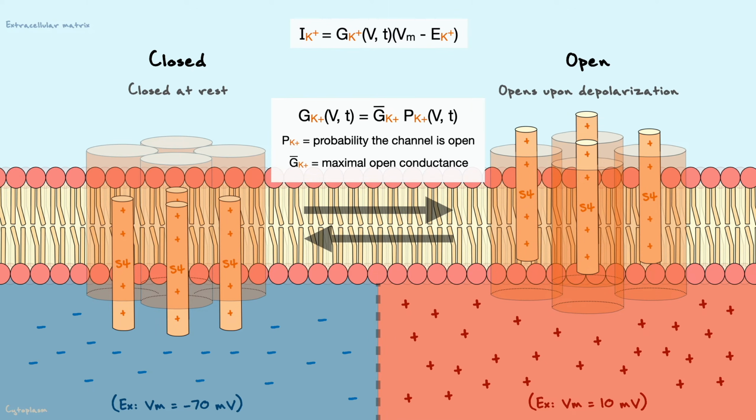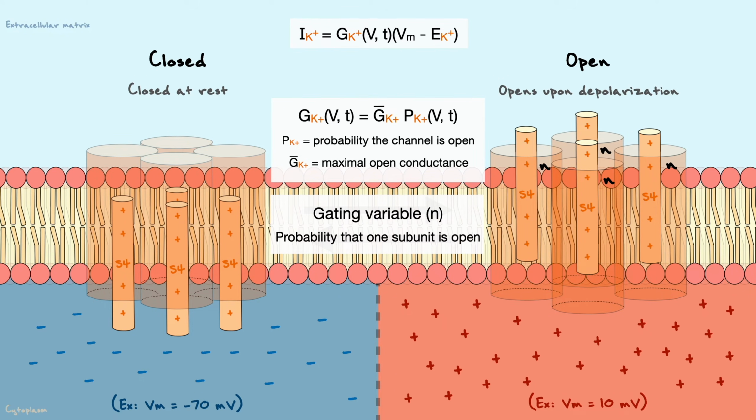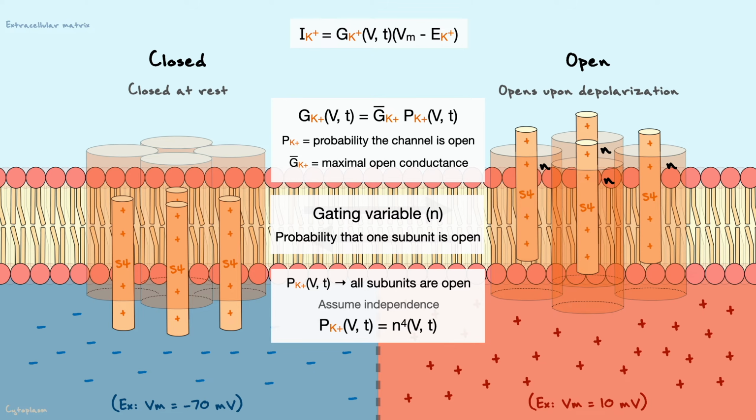When we consider the voltage sensors that make up the channel, the same probabilistic nature applies. For each subunit or motif, we can associate a gating variable n, which represents the probability that the subunit will be open, or in other words, that the voltage sensor is in the correct conformation. The probability of the channel being open requires that all 4 voltage sensors are in the correct conformation. And because the voltage-gated channel is a tetramer, we can assume that each subunit acts independently from each other. Thus, the probability that the channel is open equals n to the power 4.